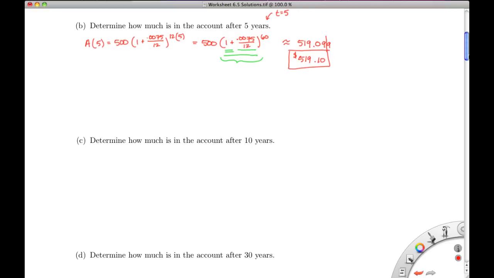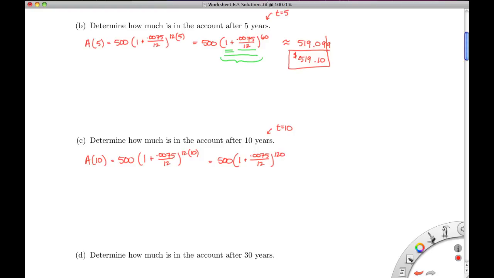Okay, so for part C, it's kind of the same thing, except we're asked to determine the account after 10 years. So this would be t equals 10. So we calculate A of 10, and that would be 500 times 1 plus 0.0075 divided by 12, raised to the power of 12 times 10. So we'd have 500 times 1 plus 0.0075 divided by 12, raised to the power of 120.